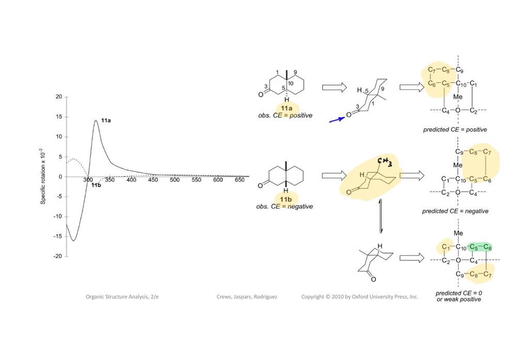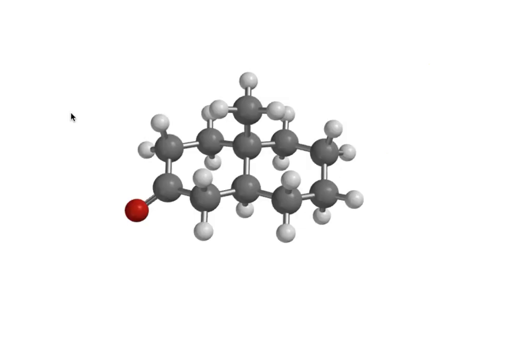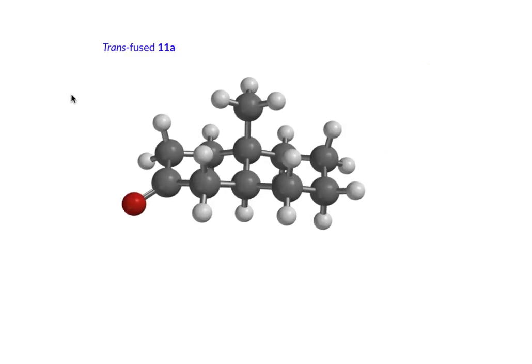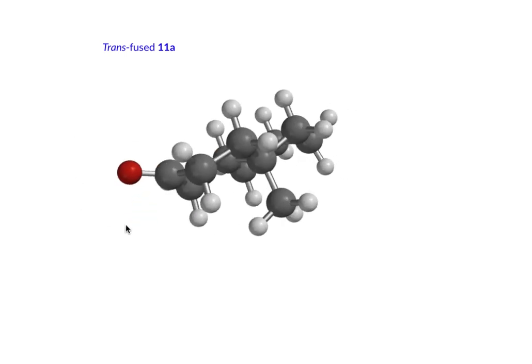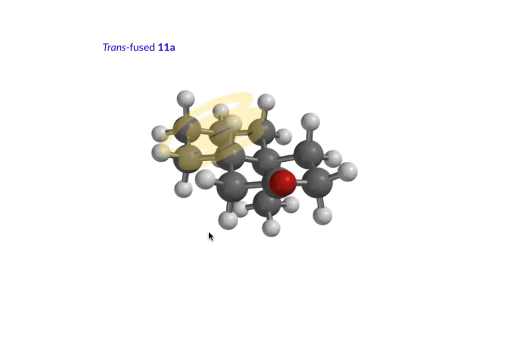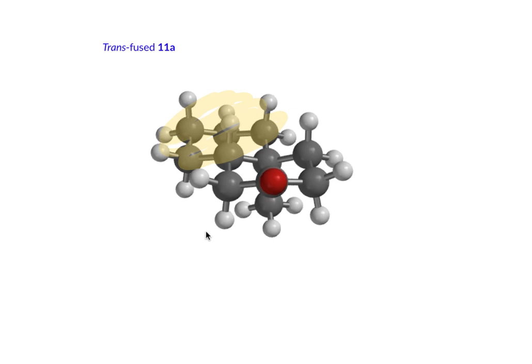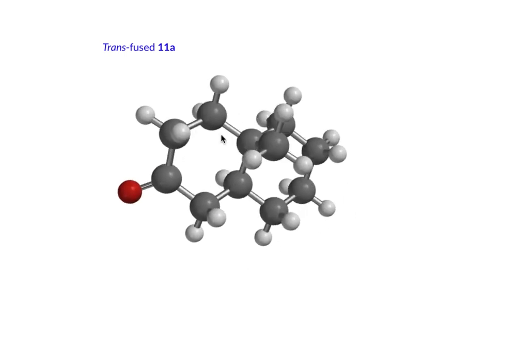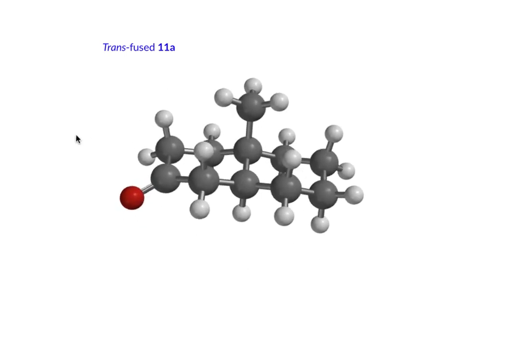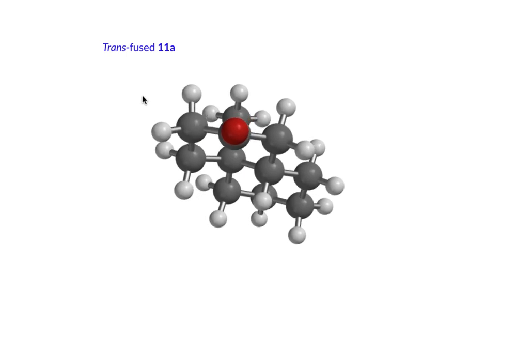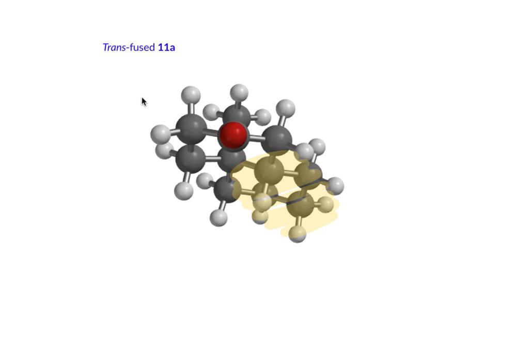I'll show this with models generated using Spartan. This is a trans-fused diastereomer 11A. I'll flip it as they did in the textbook. There is more structure in the back upper left octant. Here's another conformation, which is a simpler translation of the molecule. And there's more structure in the back lower right octant. These pictures are consistent with a positive Cotton effect.